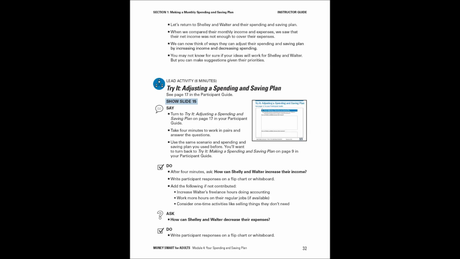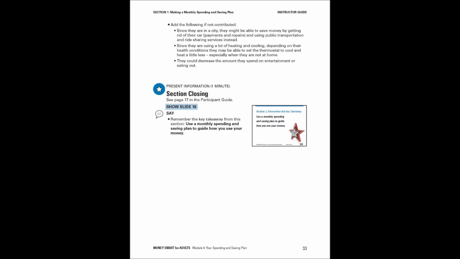Now, you're going to give them some time to look at the scenario again, get them to work in pairs to think about the questions, and then after that, you're going to ask them, how can Shelley and Walter increase their income? How can Shelley and Walter decrease their expenses? And then have a discussion around that. And that will actually conclude this particular section, showing slide number 16 at the end of that, which is the key takeaway. Use a monthly spending and savings plan to guide how you use your money.